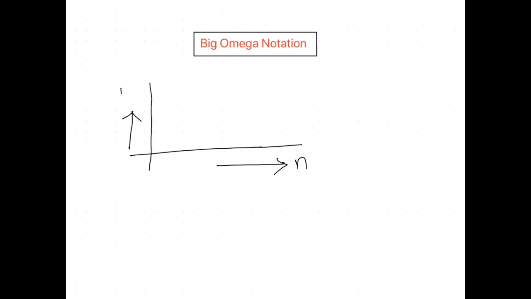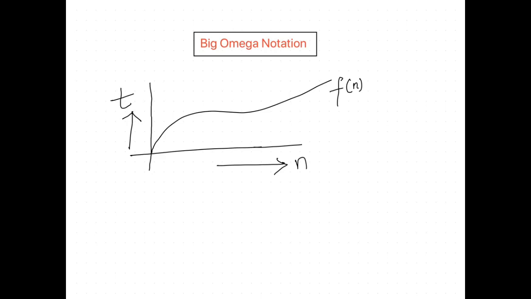Hello everyone, in this video we'll understand big omega notation. I'll be taking a graph. On the x-axis I'll take n. What is n here? Number of operations or statements. Now this y-axis is the time axis t. Now my function is f of n. Now this is f of n.